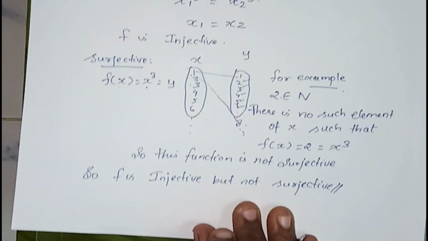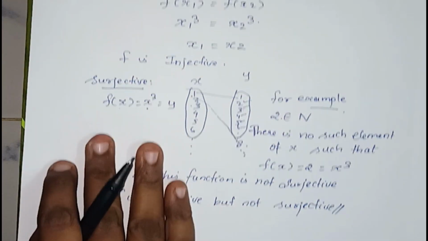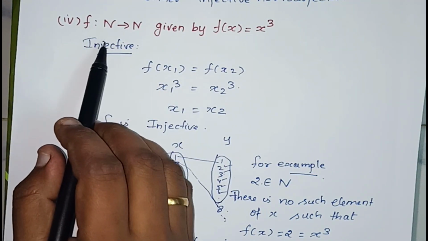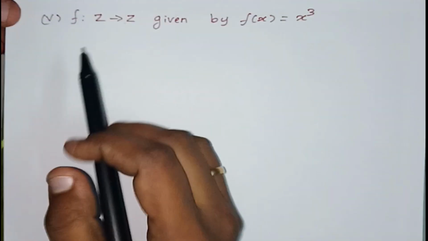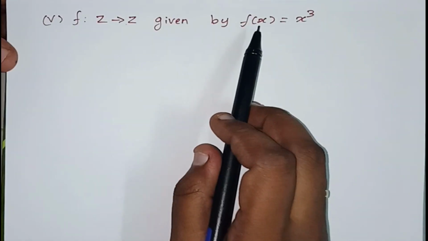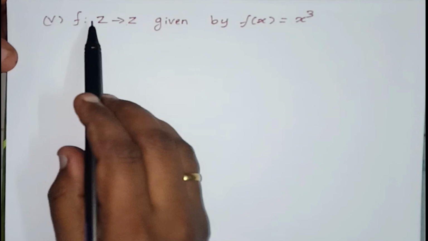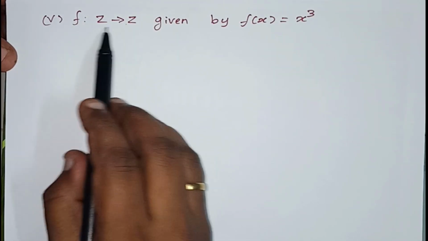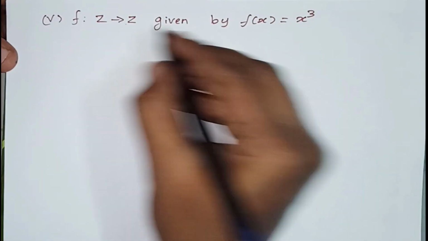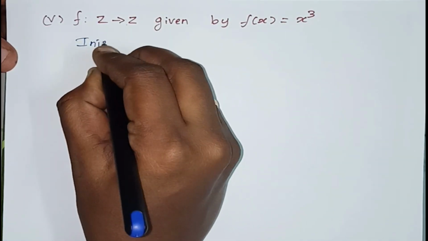Okay, so we checked the injective and surjective for fourth part. So there is one last part available in question 2. So in second problem, this is the last part. Here f of x is given as x cube, but the codomain and domain are integers. Okay, so first we need to check this injective.